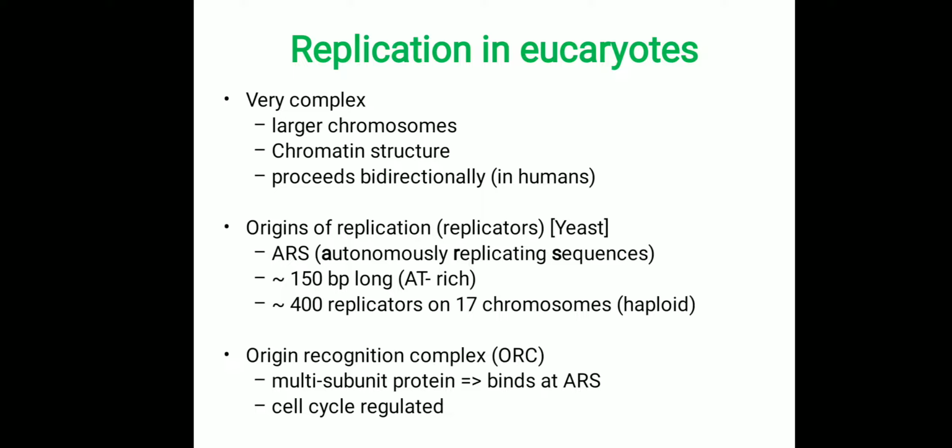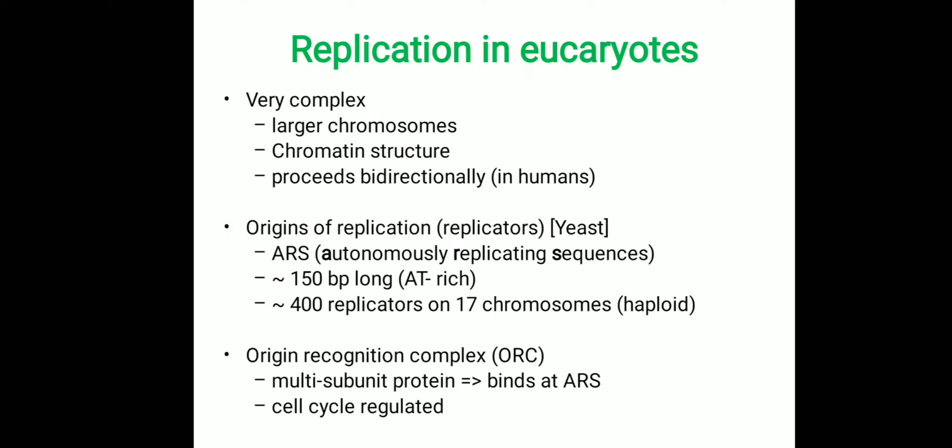The origins of replication are called replicators. In yeast they are called ARS, or autonomously replicating sequences, which are around 150 base pairs long, mostly rich in AT, and approximately 400 replicators on 17 chromosomes are present. Since several hundred replicators are present, the process of replication can be completed within a few hours, or a short period of time.